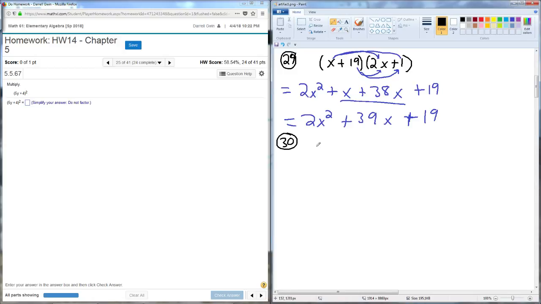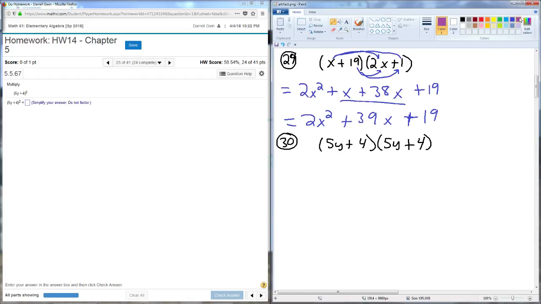Freshman's dream again. Don't fall for the freshman's dream. Make sure you write it down twice. If you say the answer is 5y squared plus 4 squared, you're going to be automatically wrong. That is falling for the freshman's dream.